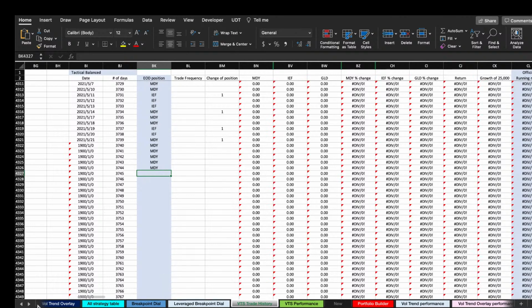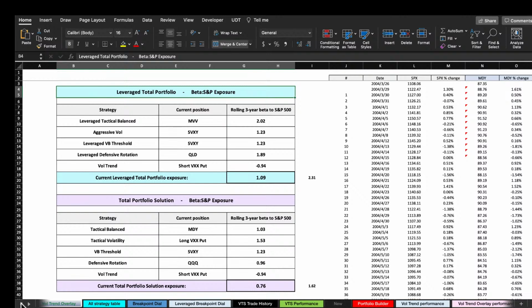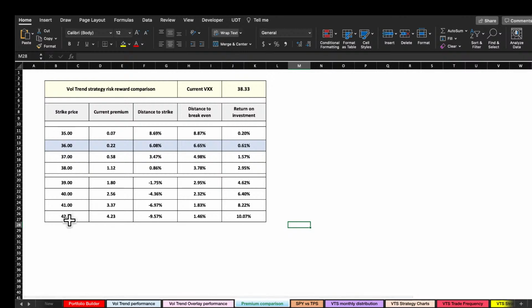So let me open this. Vol trend overlay. I know I've got it. Bear with me here. What would I have named it? Premium comparison? Okay, good. Nailed it. So this isn't the actual price, right? It's changed since I updated this. But essentially, you'll get the idea that depending on the strike you choose and the premium that you bring in, these three things will be changing.